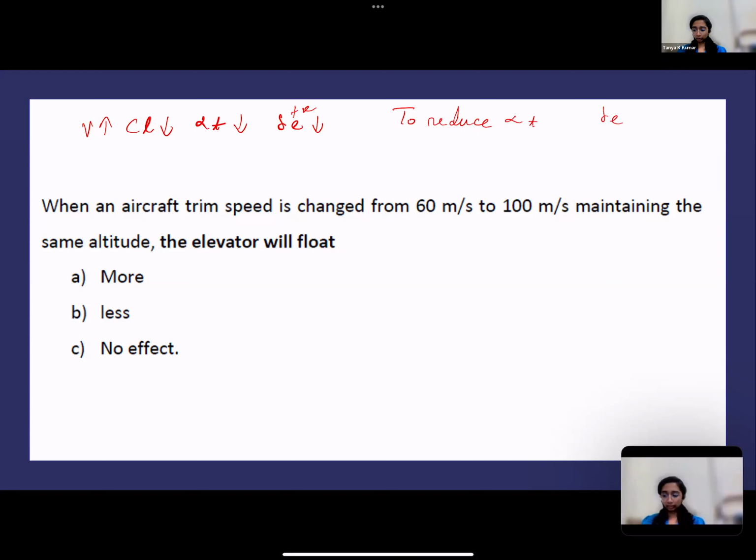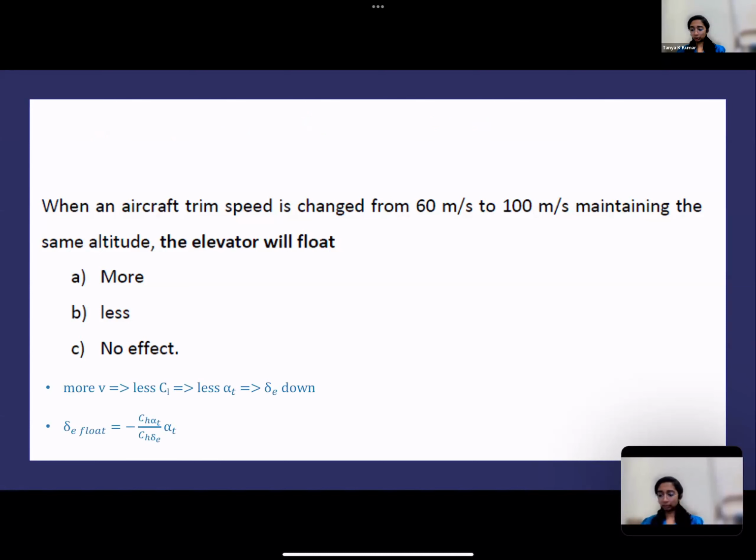Okay. So keeping that in mind, we go to this equation. Okay, elevator float. Elevator float is this. Now we know. So let's take it at the first condition. So for the first condition, your alpha tail 1. Let's just take C H delta, this to be 1 and this to be 1.